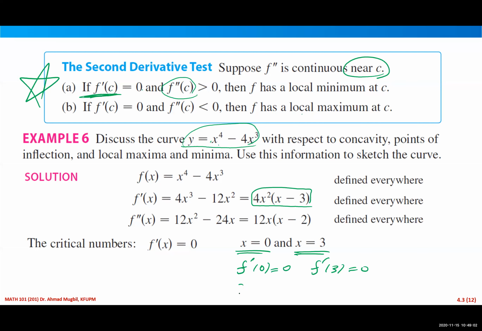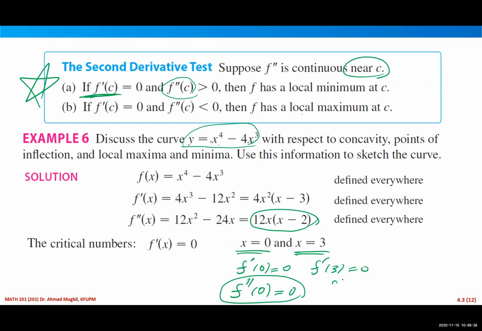Now what you need to do is find the value of the second derivative at 0. Is it positive or negative? Come here. What do you think? At 0, it will be what? It will be 0, because we have x here. So we cannot conclude anything here. This test does not tell me anything about the second derivative at 0.